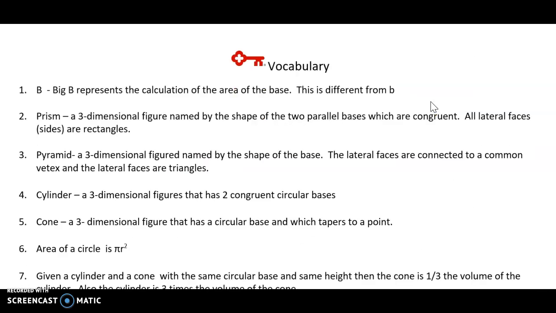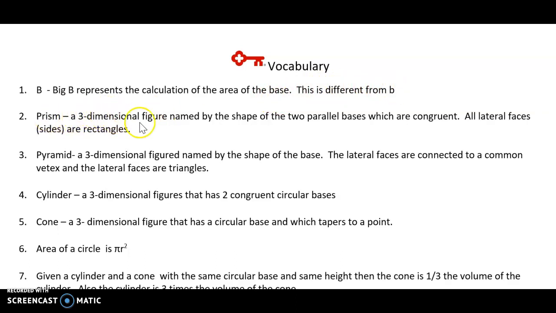The vocabulary for the volume unit is going to be very similar to that of the surface area unit. We will still have big B. It represents the calculation of the area of the base. It's different from little b. You are very familiar with that from surface area.